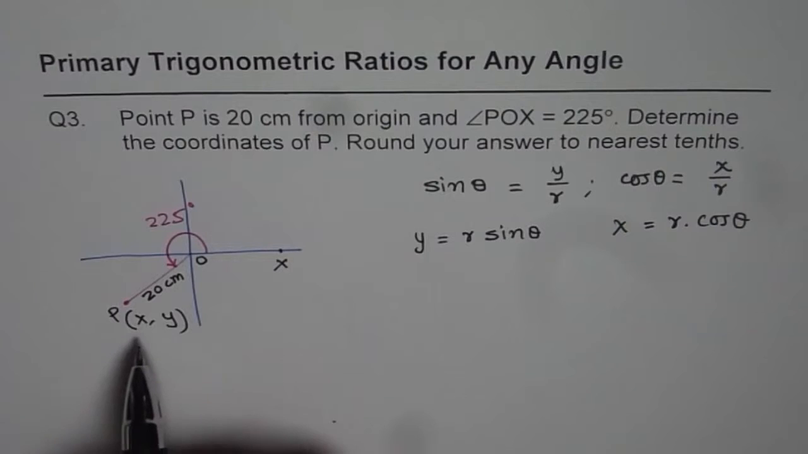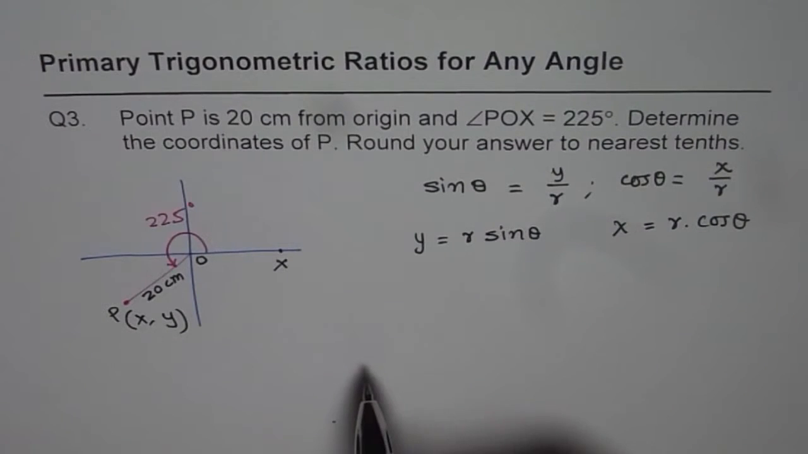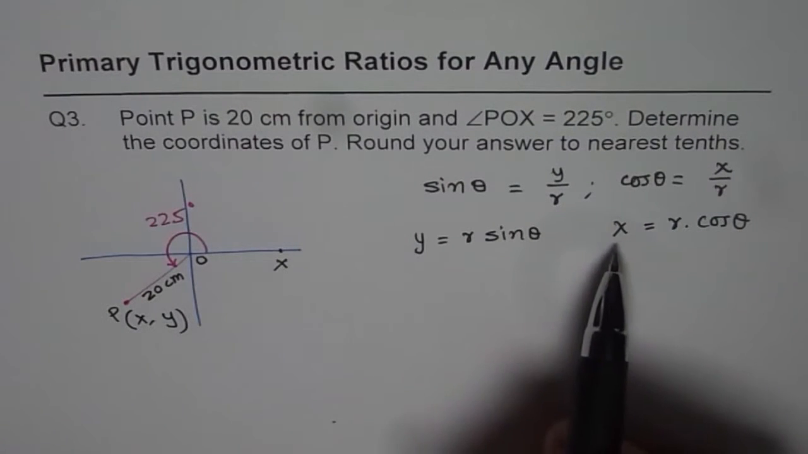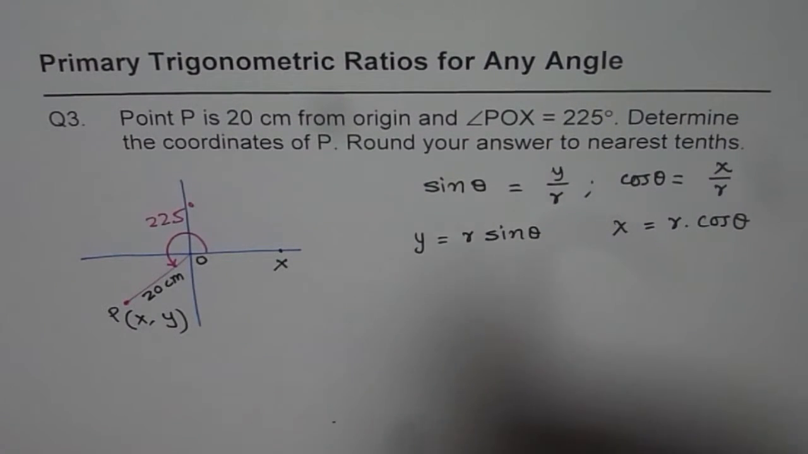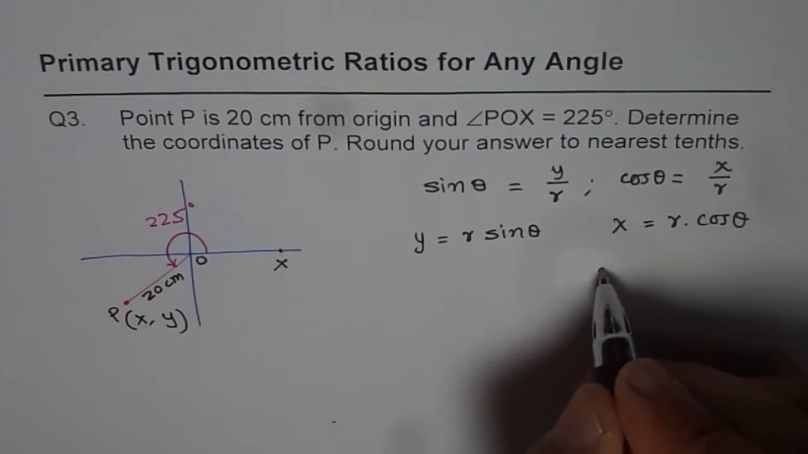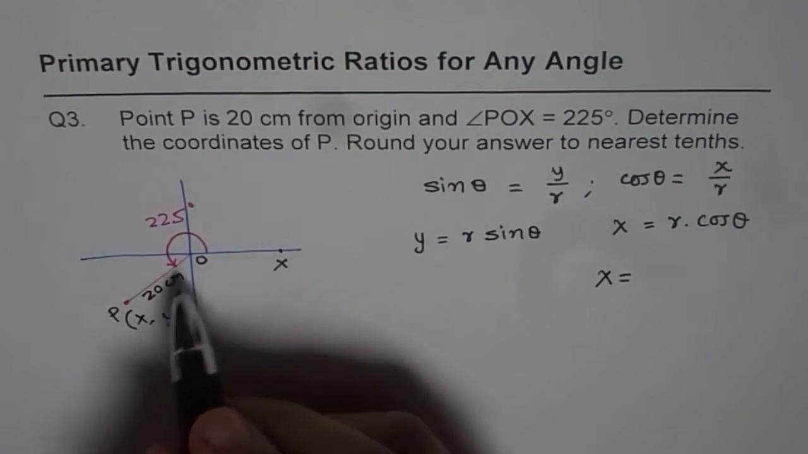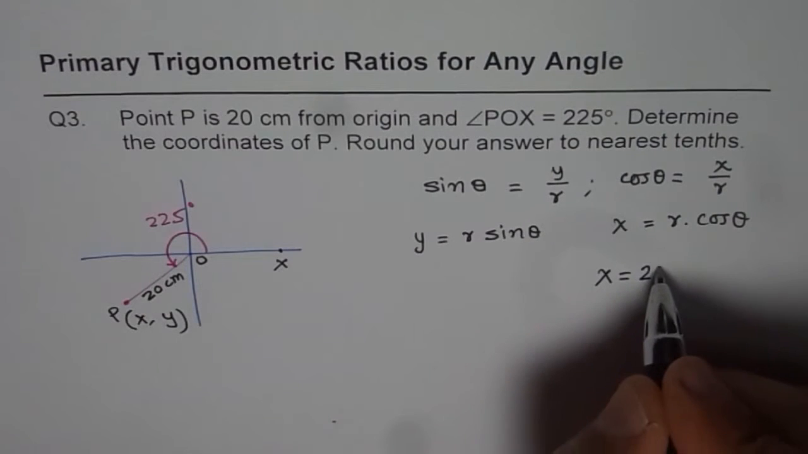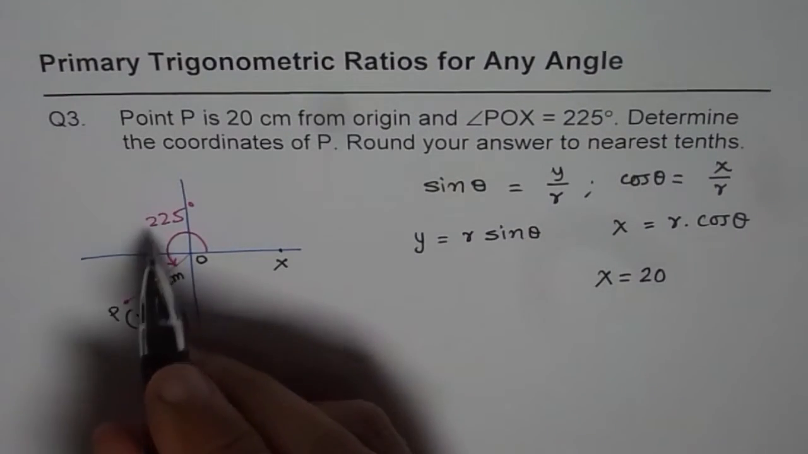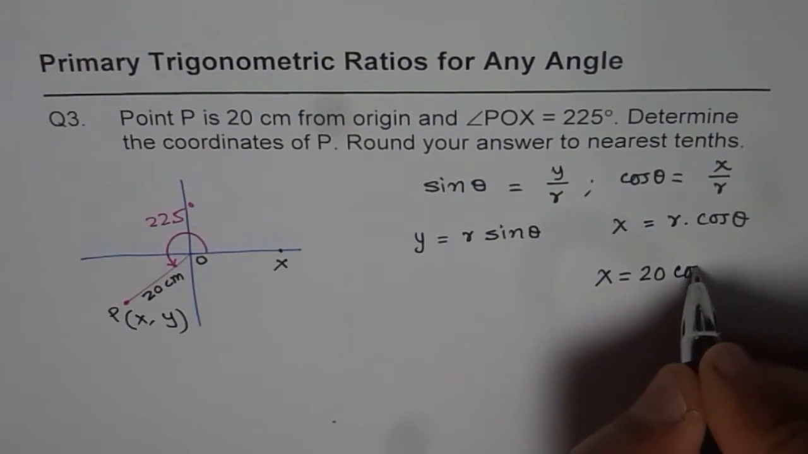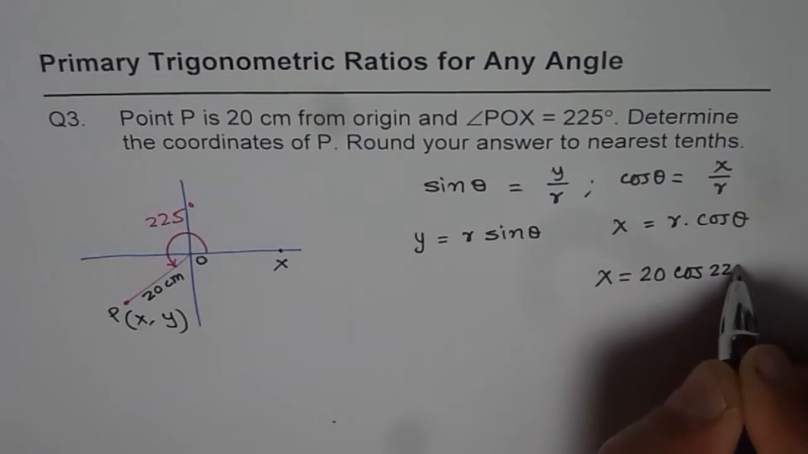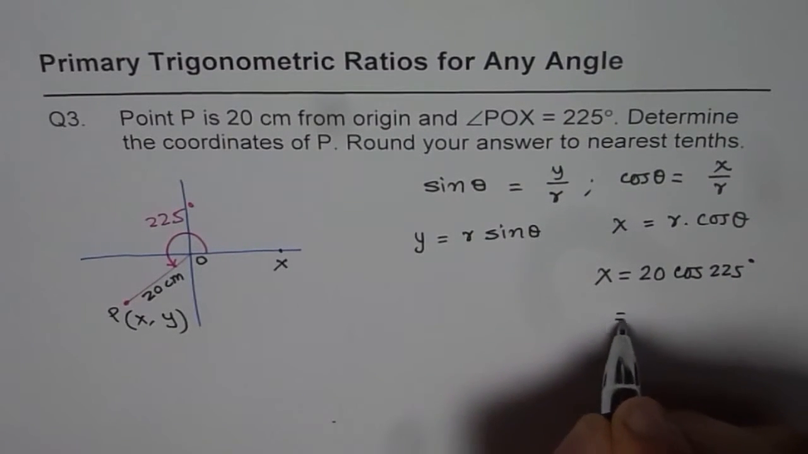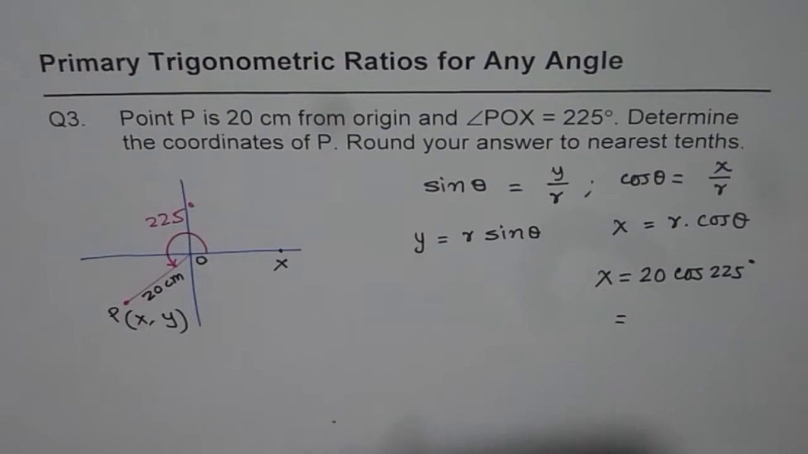So when we are saying coordinates of a point, we are trying to find x and y values, correct? So using this formula, we can find x and y values. Let's find the x value first. We have x equals r, in our case 20, times cos of 225 degrees, right? So we can use the calculator and calculate.